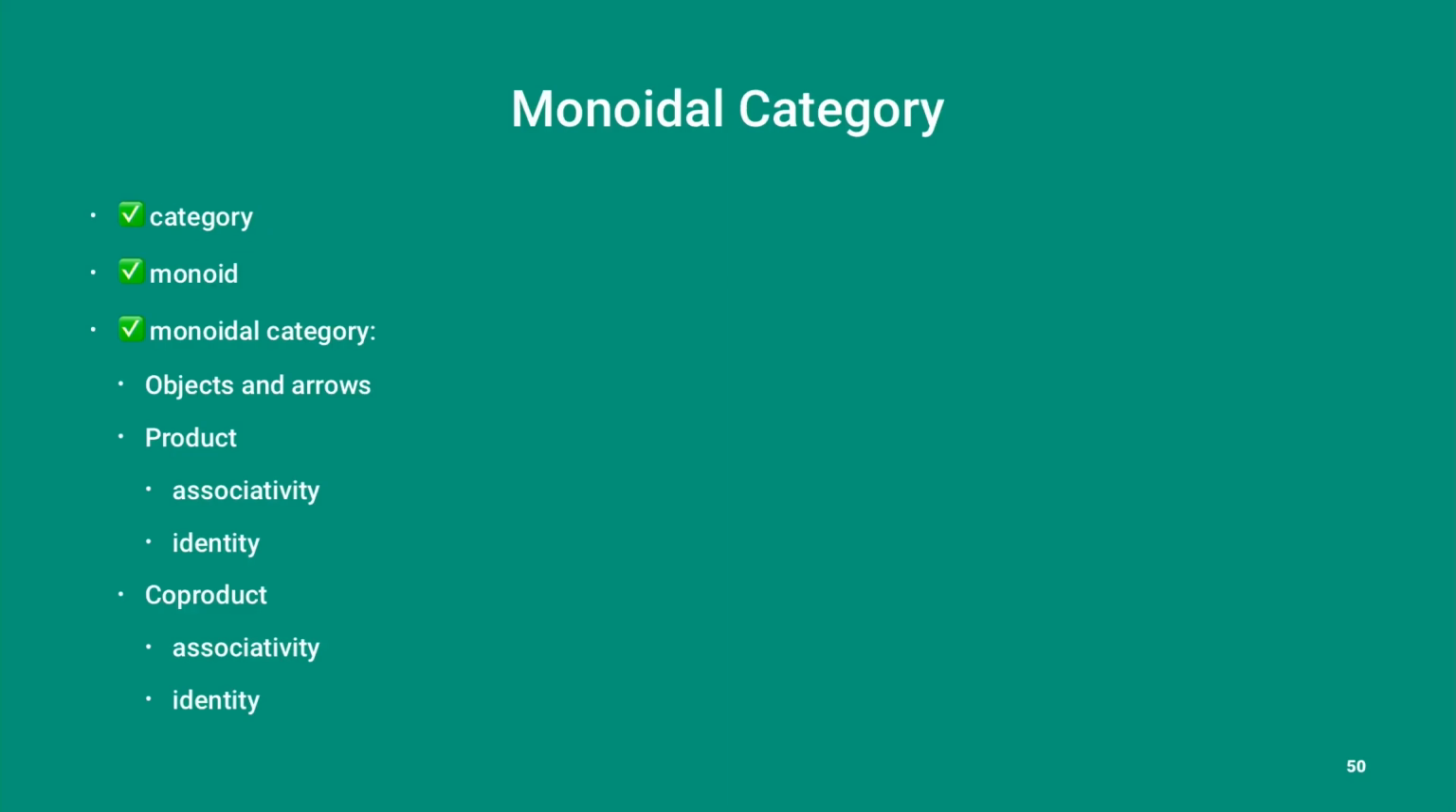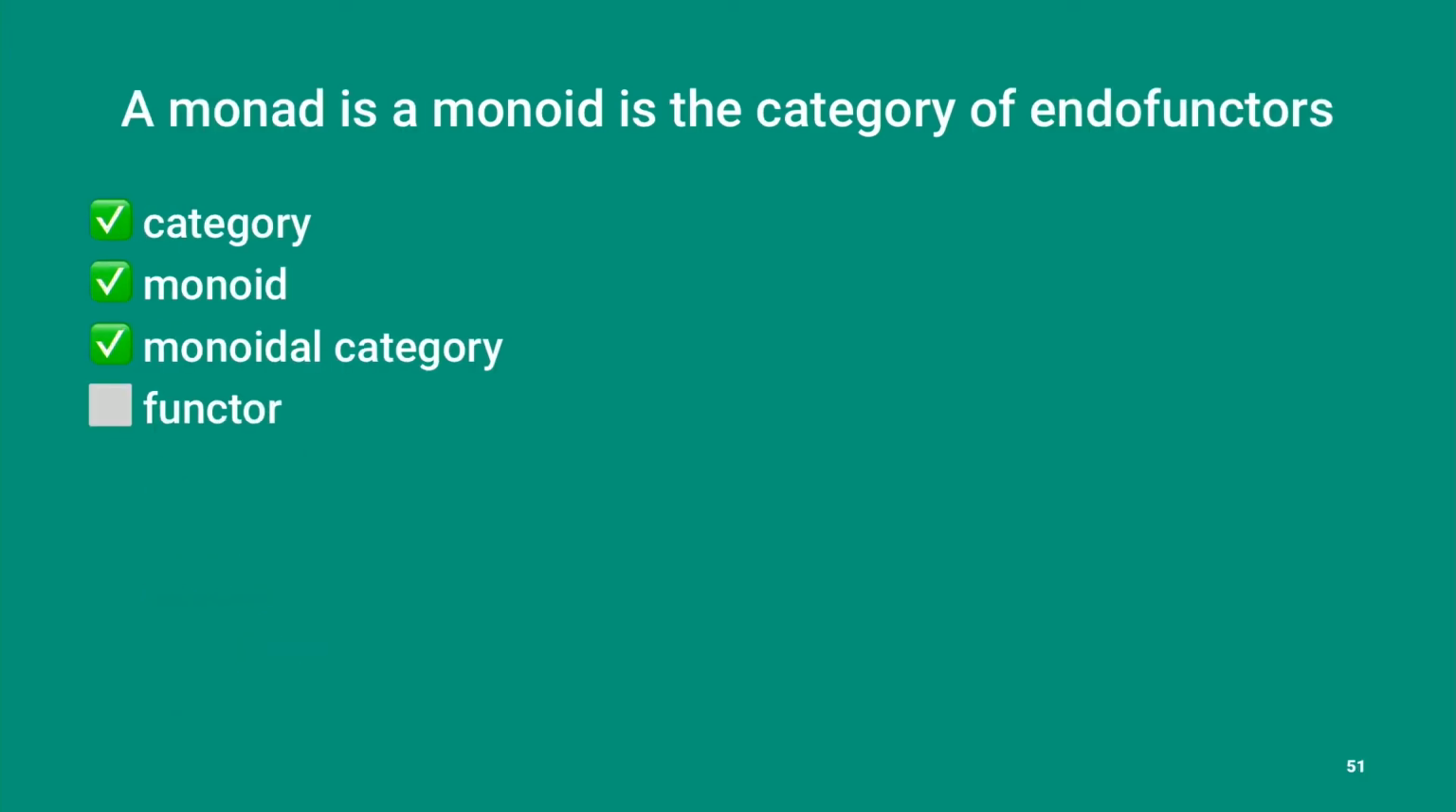So a monoidal category is just a category with objects and arrows, and it preserves product and coproduct under associativity. In essence, it's a category for which every 2 elements you can create a product, and you can create a coproduct, like a sum type. But we've gone over what a monoidal category is, and we've gone over what a monoid and a category are, but a monad is a monoid in the category of endofunctors.